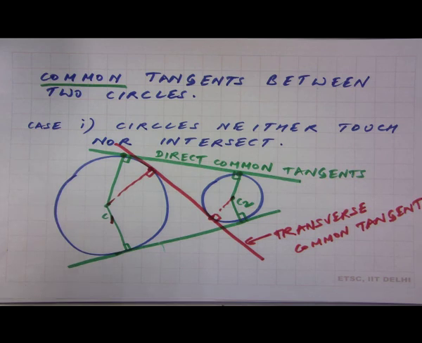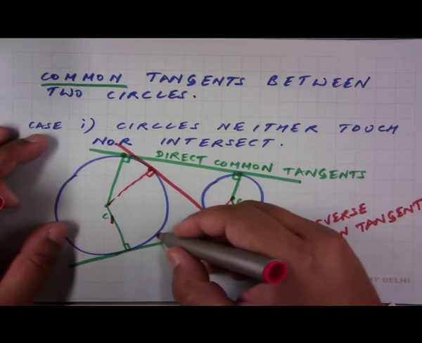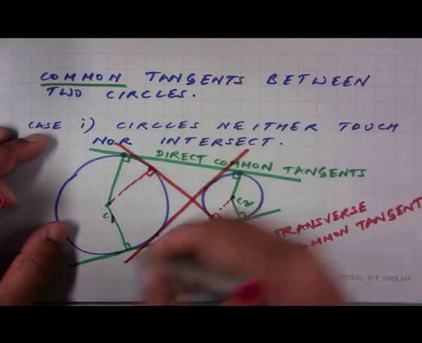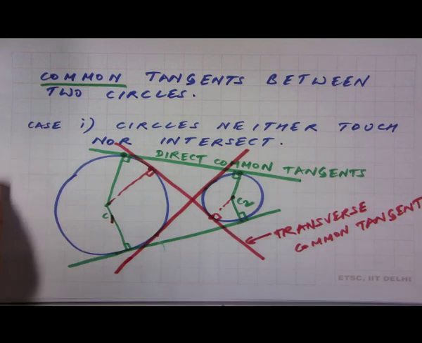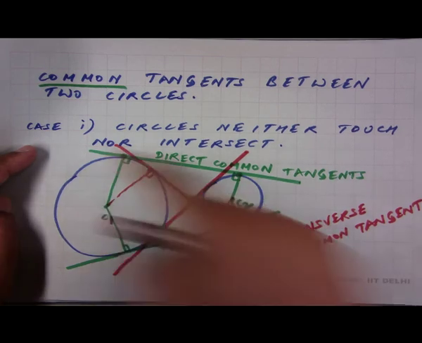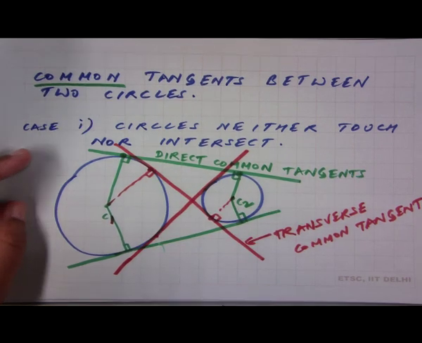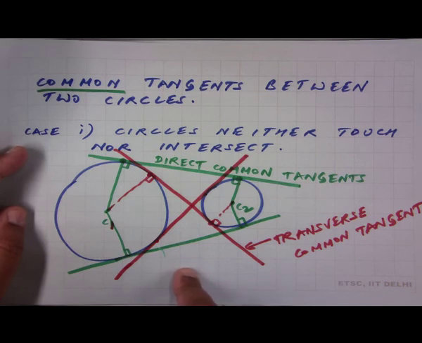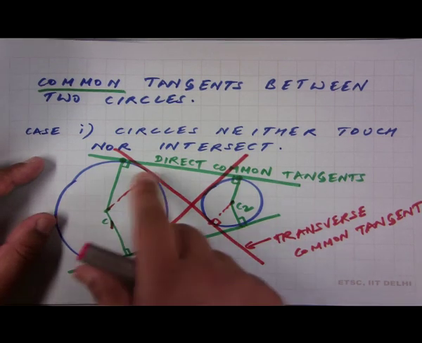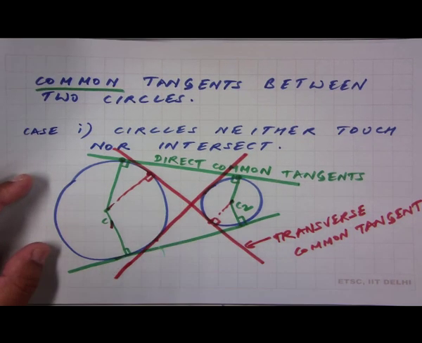Transverse common tangent. So, there will be one more transverse common tangent, which is like this. So, in this first case, there will be totally 4 common tangents, 2 of them direct and the other 2 are transverse. So, in the next part of this lecture, we will see how to derive the equations of these direct common tangents, all the 4, and also the coordinates of the point of intersection of these common tangents.